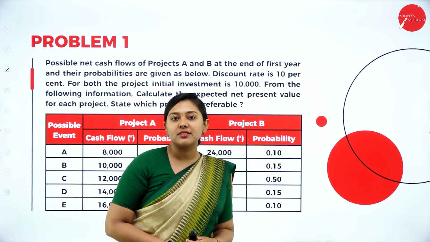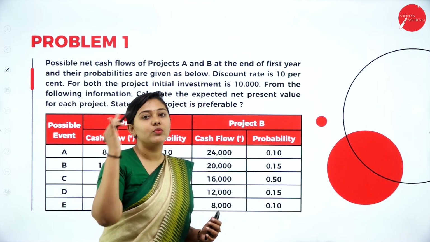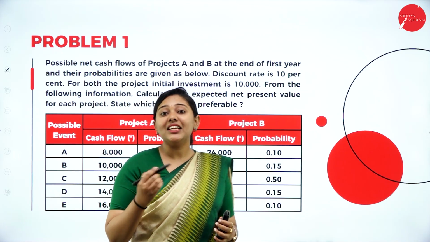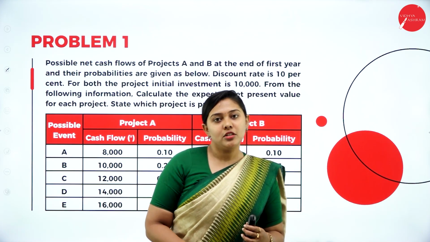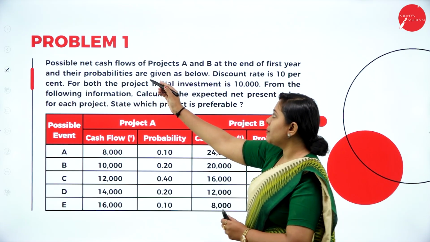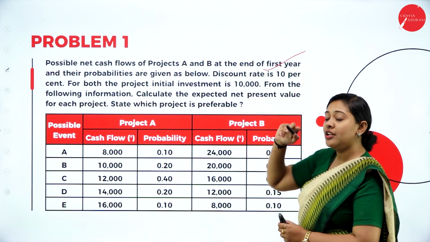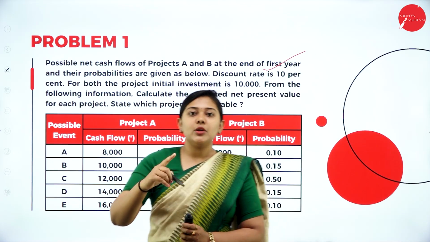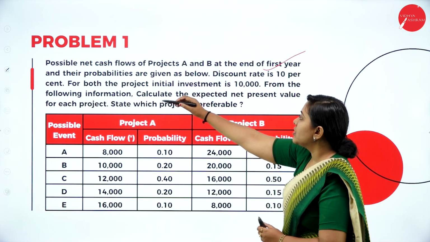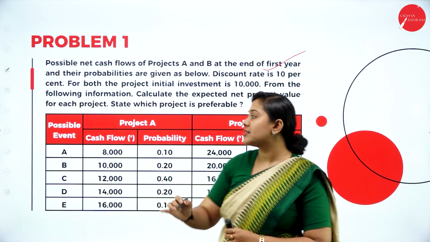So in today's class, we'll be discussing how we calculate the expected net present value. In that, we'll discuss which project is better, what is the risk associated with each project, which alternative should be chosen. Moving forward, let us understand the question carefully. Possible net cash flows of projects A and B at the end of first year. Only 1 year's cash flows are given in the question. Their probabilities are given as below. The probabilities are also given in the question itself.